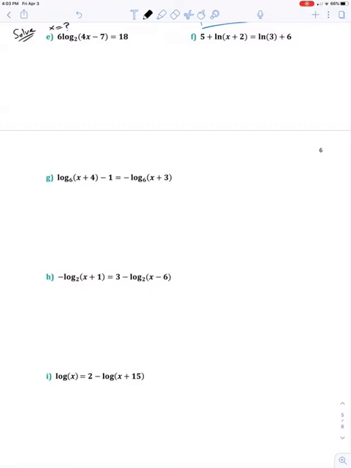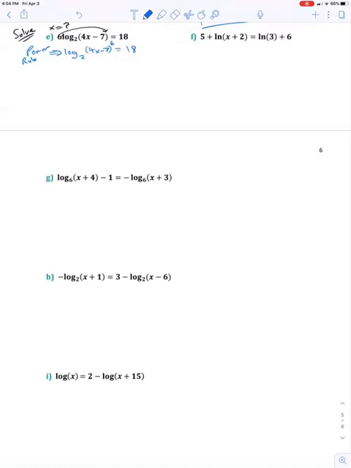It's my goal. With that said, I'm going to have to do a little bit of work first on this one. So before I can convert it over exponentially, I need to go ahead and use the power rule here. Let's go ahead and get rid of that coefficient. So let's apply the power rule here to help us to convert over. So that implies we got log base 2 of 4x minus 7 raised to the 6th power equal to 18. Well, now I can convert it.